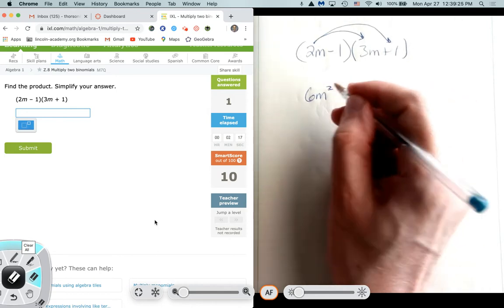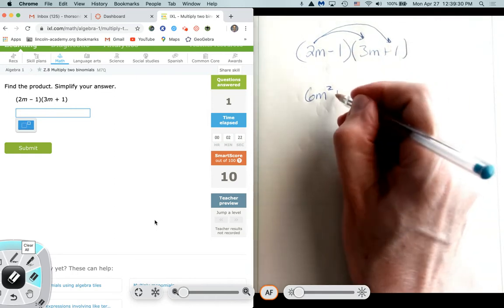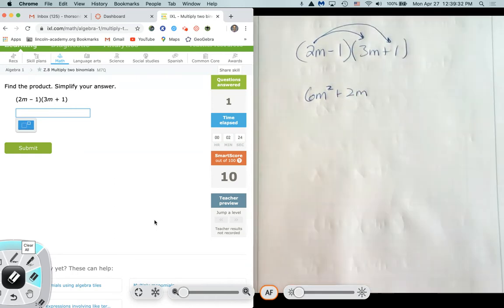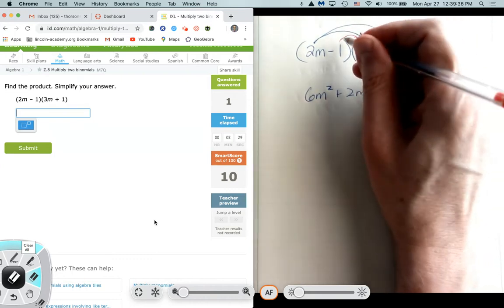Watch your properties of exponents. I'm going to multiply the 2m times the 1. That gives me a 2m. Now what we do is we take that second term and we distribute it to the first term and the second term.